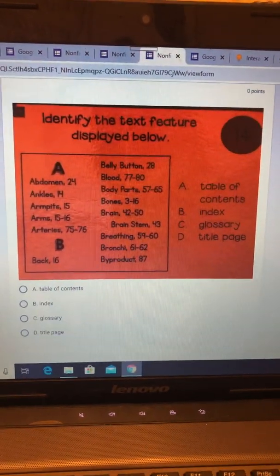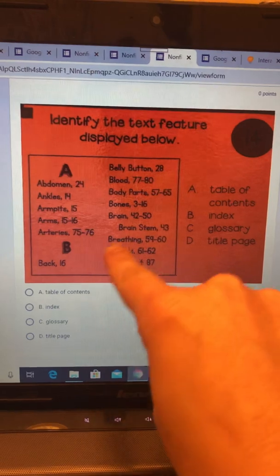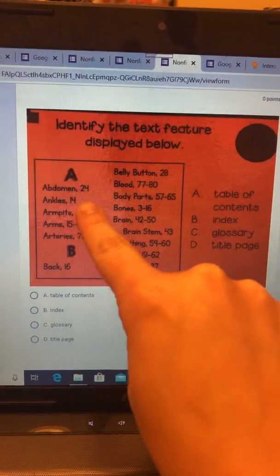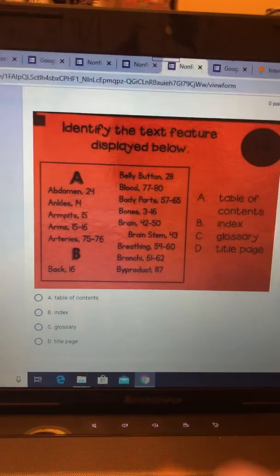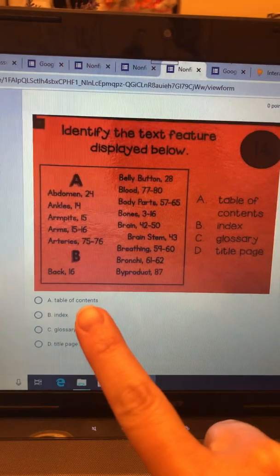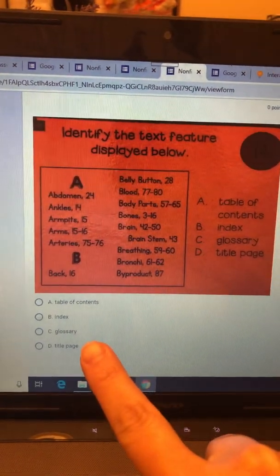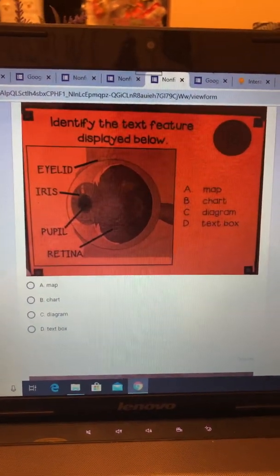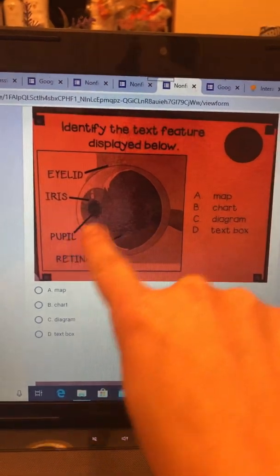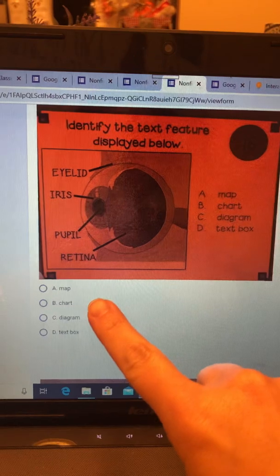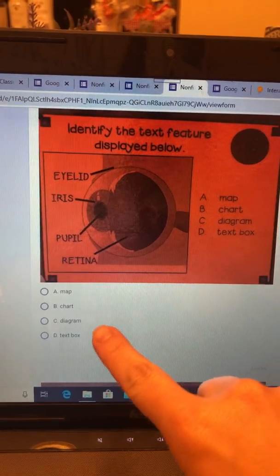Okay, here I have this alphabetical order. It tells me what topic each page can be found on. So what would this be? Would this be a table of contents, an index, a glossary, or a title page? Okay, here I have a picture of an eyeball, and I have labels pointing to the different parts of an eyeball. So is this a map, a chart, a diagram, or a text box?